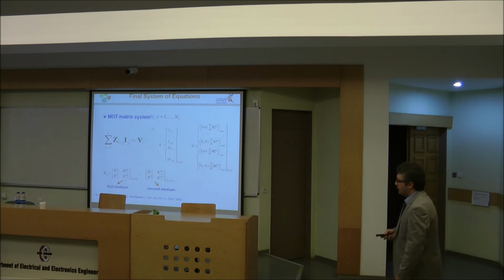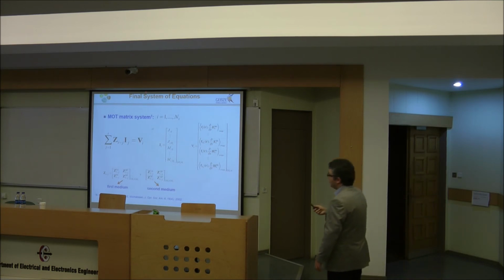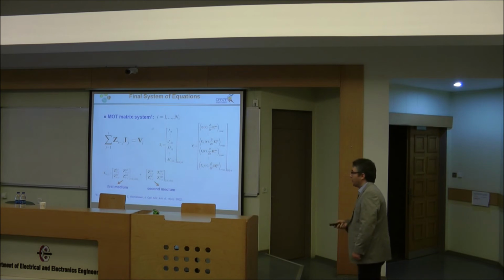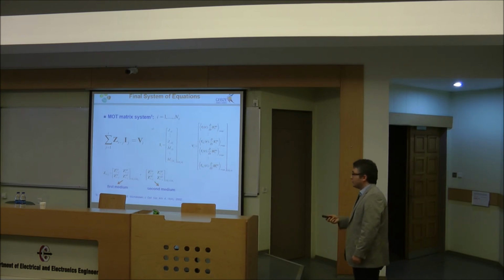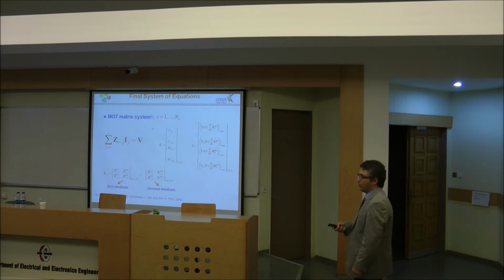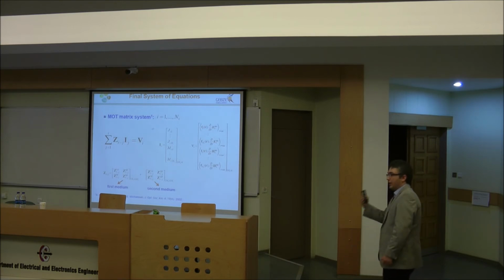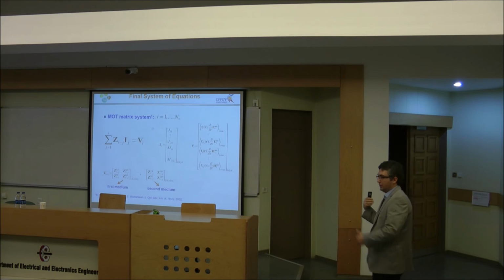But there is a difference here. The i is the current time step. We are observing the fields at the current time step i, and we have a summation here. Due to causality, this j is starting from 1, not 0, because there shouldn't be any field interactions before the time starts.